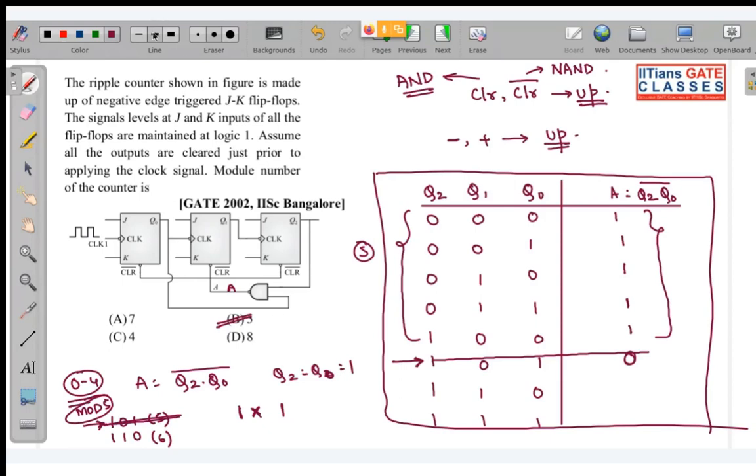Oh, yes, sorry. It is 111, so this will be 7. Out of 5 and 7, 5 you will encounter first in your up counter. So that is why it will be reset over here. Okay.